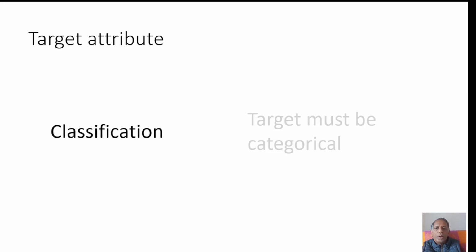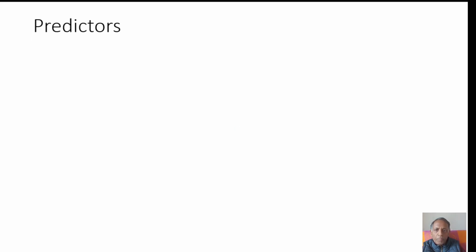Of course, we are doing classification, so the target attribute has to be categorical, cannot be numerical. Okay, now trees can handle numerical attributes as well, but those are called regression trees. We'll look at them later in the course. Talking only about classification trees, obviously the target has to be categorical. Okay, how about the predictors?